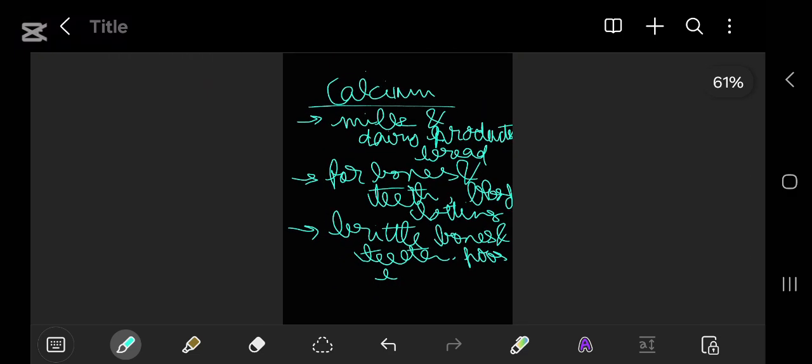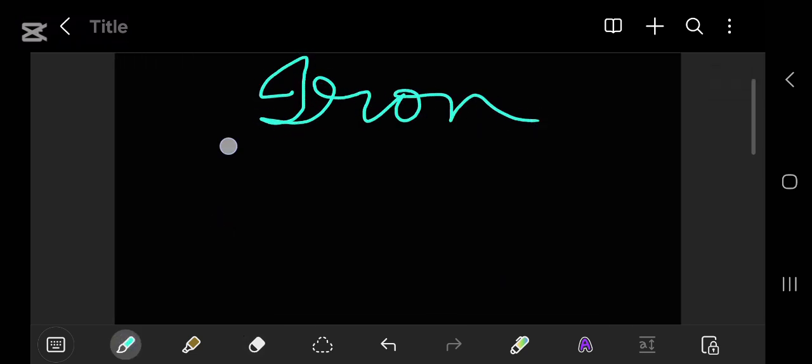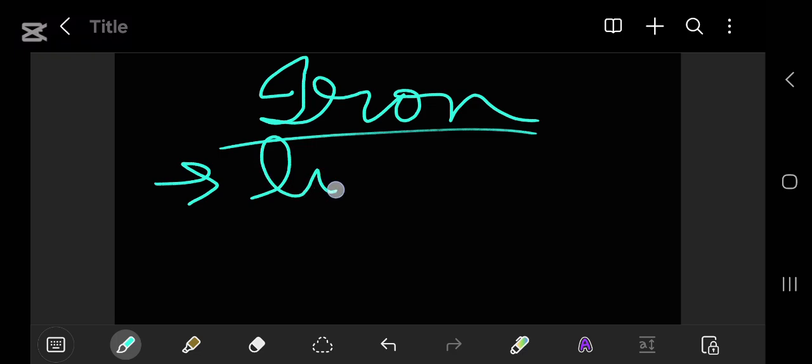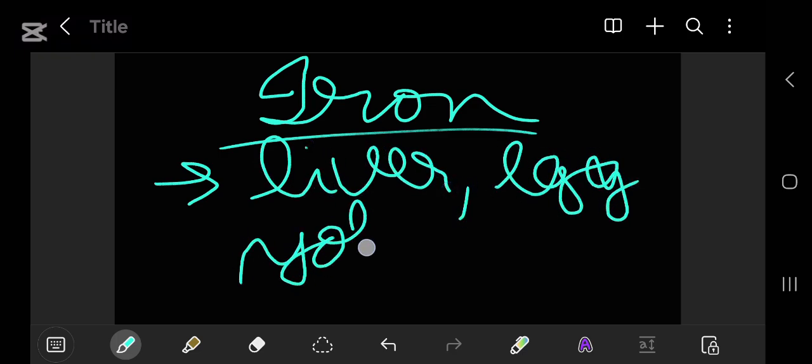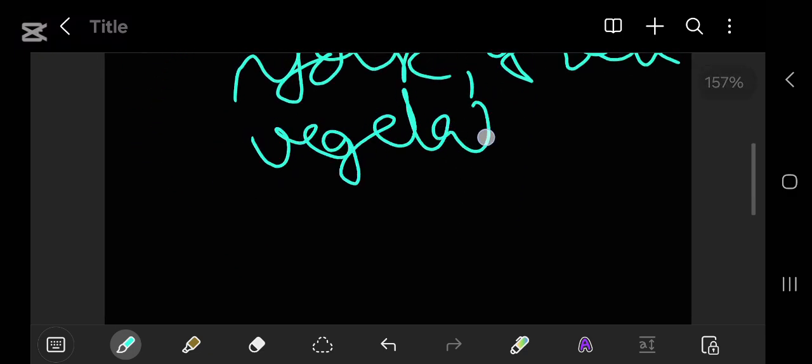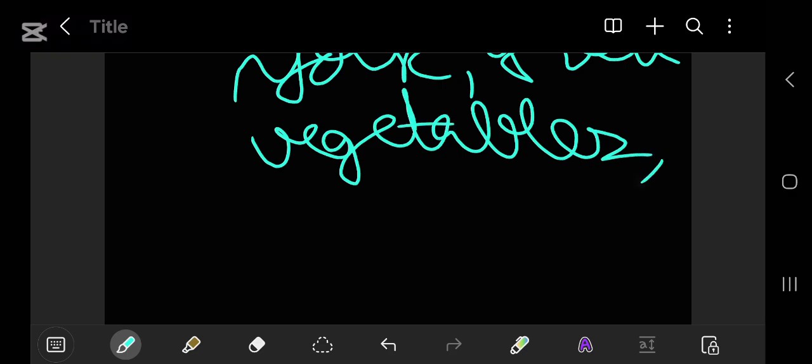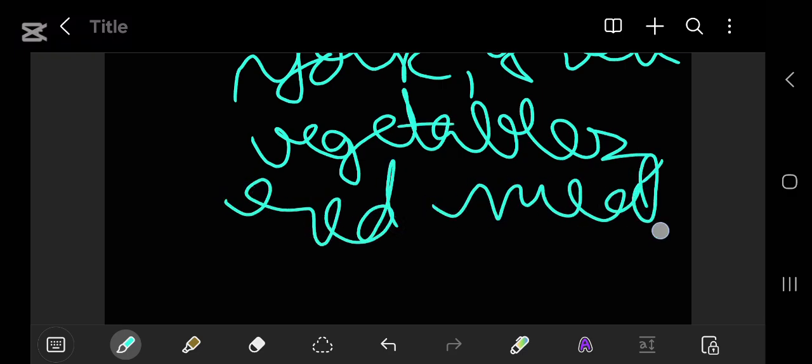Now, the next one which we have is iron. Very messy writing, I know. You get iron from liver, egg yolk, green vegetables, and also from bread meats.